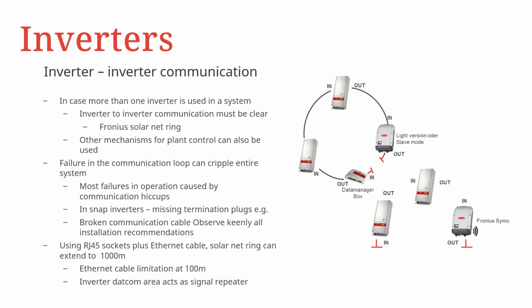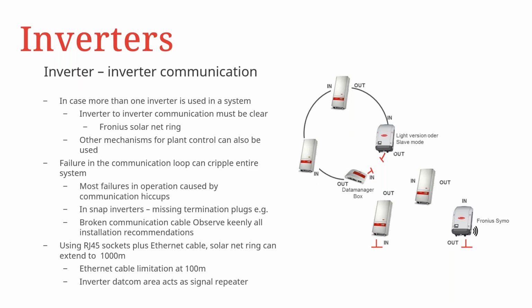With the inverters, for inverter communications, in case more than one inverter is used in a system, inverter-to-inverter communication must be clear. So this is when you're using Fronius Solar Net Ring. Other mechanisms for plant control can also be used. Failure in the communication loop can cripple the entire system. So if you've got a master, for example, and one of the slaves has failed, the master will also be limited because there's no communication achieved by the slave inverter.